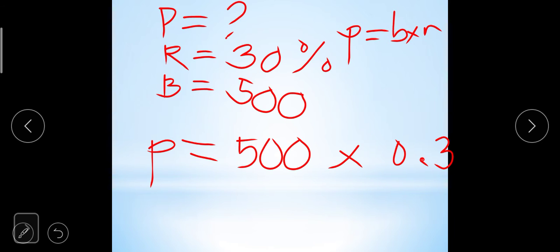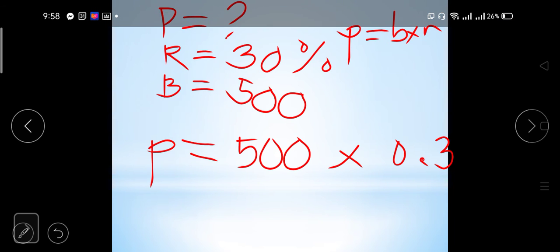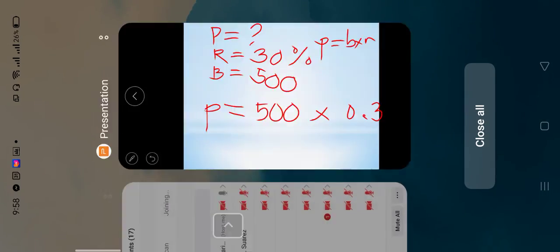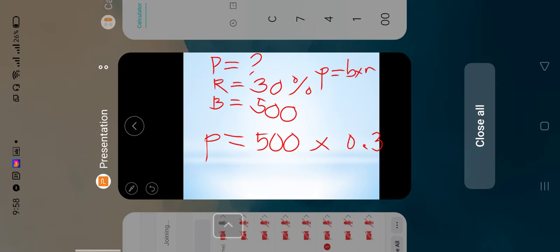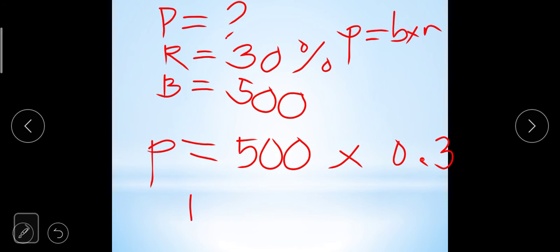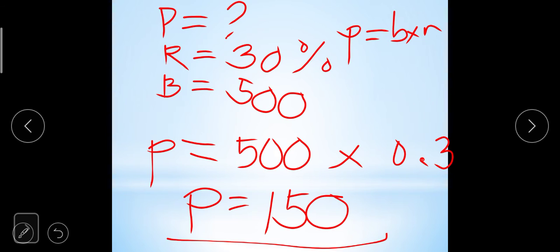Ilan po? 500 times 0.3. 150. Okay. So, ibig sabihin, ang 30% ng 500 is 150. Very good.